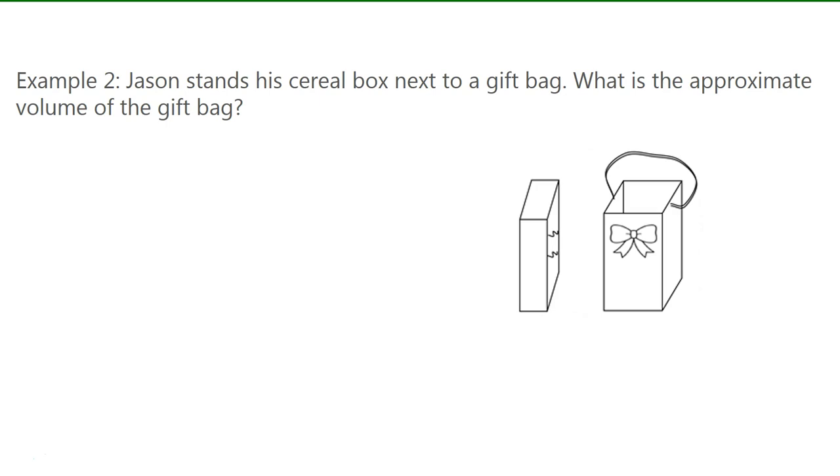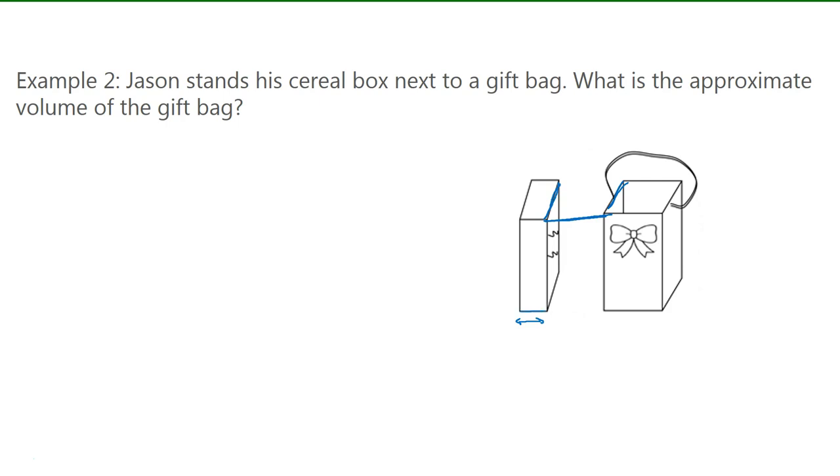Now for example 2. Jason stands his cereal box next to a gift bag. What is the approximate volume of the gift bag? Well, since they're next to each other, we can see that they look to be pretty much the same height and the same length as well. Now what about the width here? How many of these cereal boxes can fit in the bag?